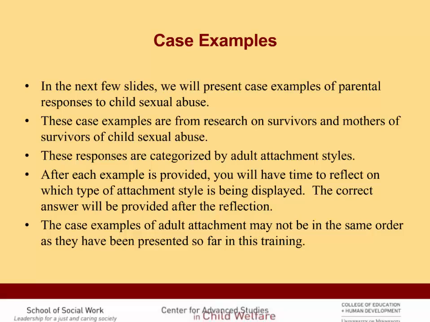In the next few slides, we will present case examples of parental responses to child sexual abuse. These responses are categorized by adult attachment styles, including secure and resolved, preoccupied, dismissive, and disorganized. These case examples are from research on survivors and mothers of survivors of child sexual abuse. After each example is provided, you will have time to reflect on which type of adult attachment style is being displayed. The correct answer will be provided after the reflection. The case examples of adult attachment may not be in the same order as they have been presented so far in this training.